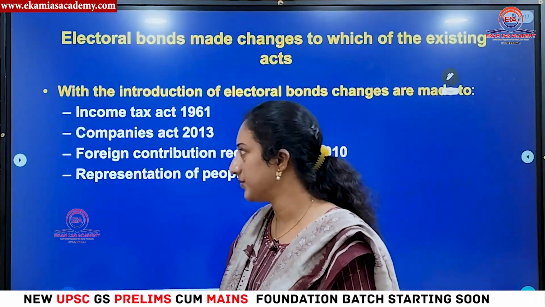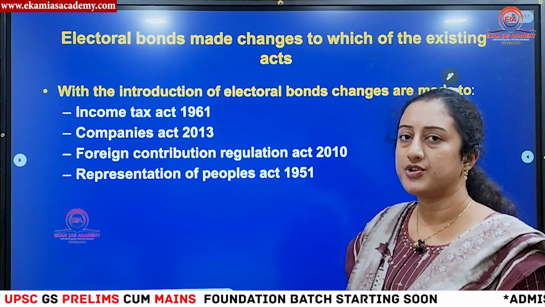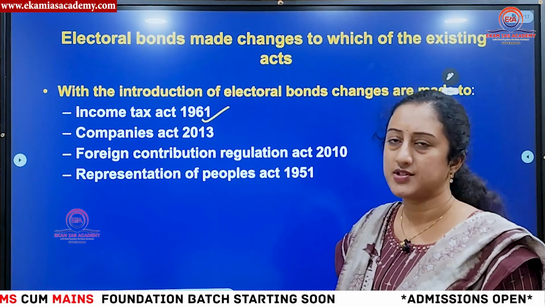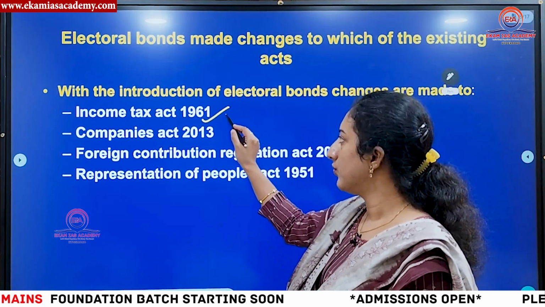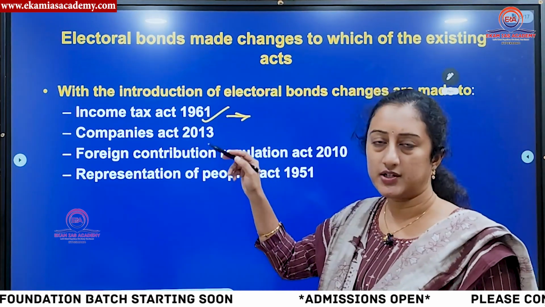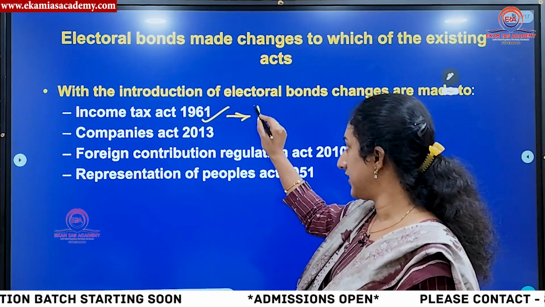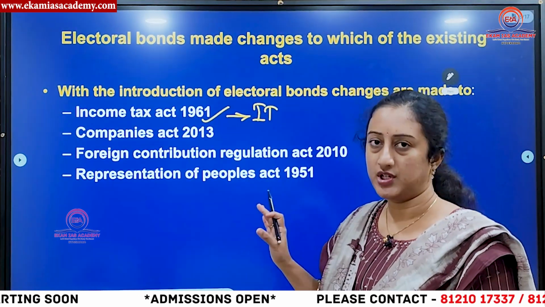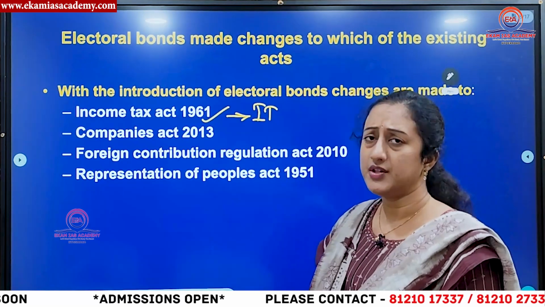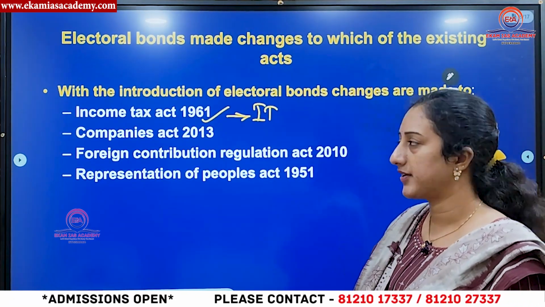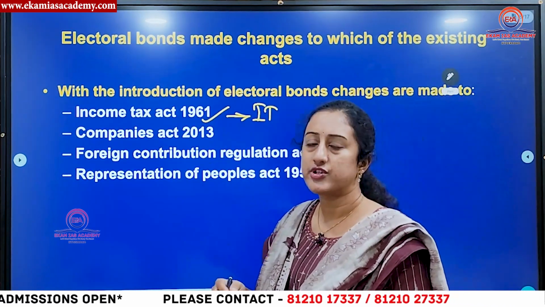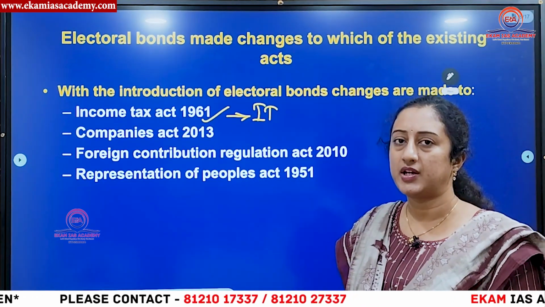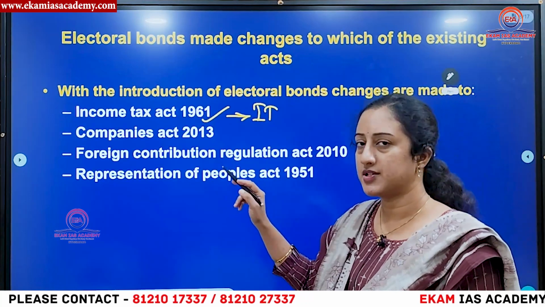Officially it started from 2018, but this electoral bond scheme made some changes to the following acts. You can see the Income Tax Act 1961. Why? Whatever donation is given under this electoral bond scheme is getting exemption under the IT Act. Means you need not pay income tax on that amount. That is also one reason why it has attracted criticism. Then with huge denominations of 1 crore, if it is sent, they can bypass income tax by giving the political parties this funding.